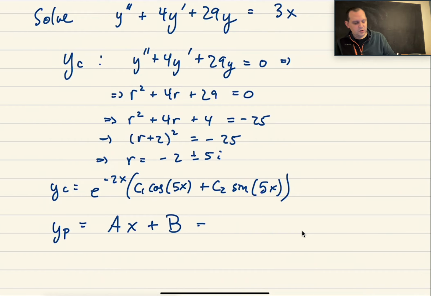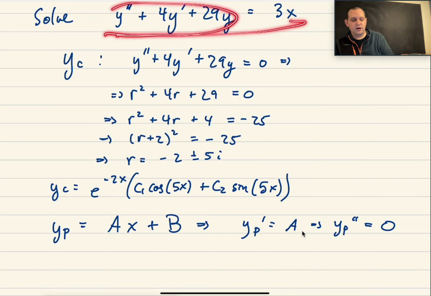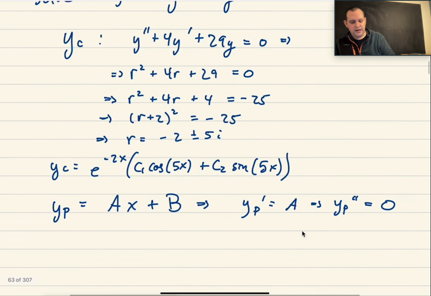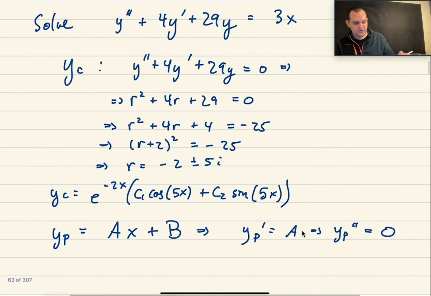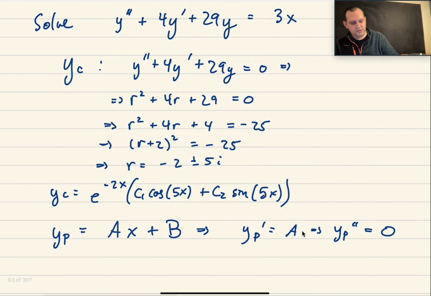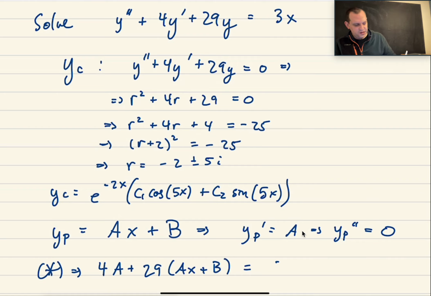So once we have this, the rest of this problem becomes a breeze, because the first derivative is just a, and the second derivative is 0. If we plug each of those quantities in for y on the left, let's call this star, star is going to become 0 plus 4 times y prime, which was a, plus 29 times y, which is ax plus b. We want that to be equal to 3x.